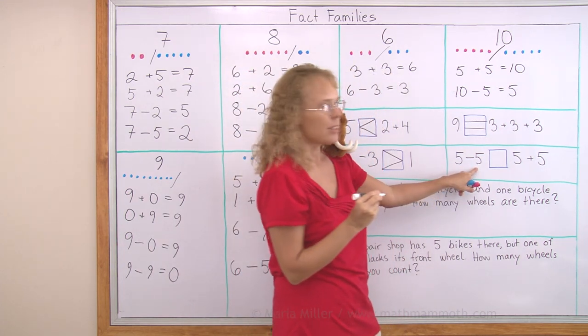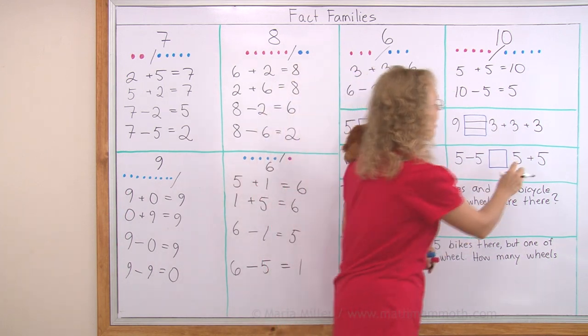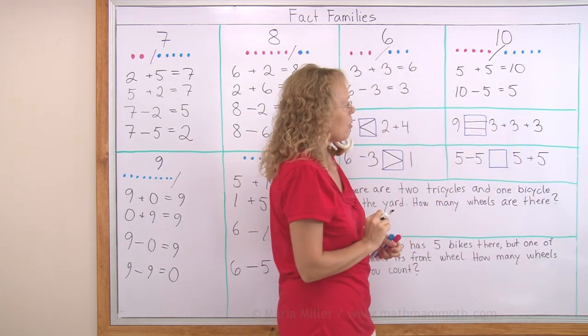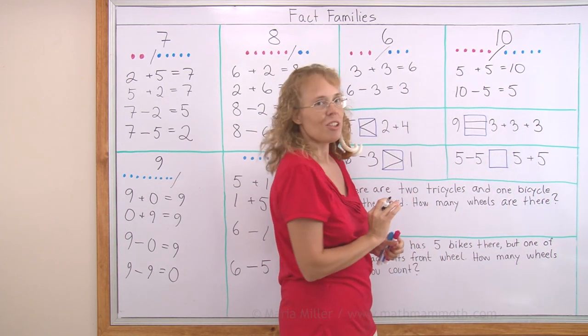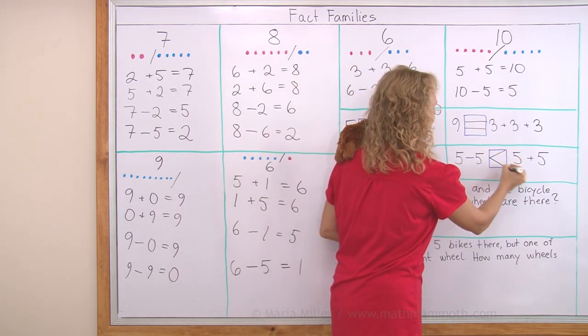5 minus 5 on this side, how much is that? 0, right? 5 plus 5? Well, I don't need to know how much it is. It surely is more than 0, right? So I have here 0, and that's less than whatever that is.